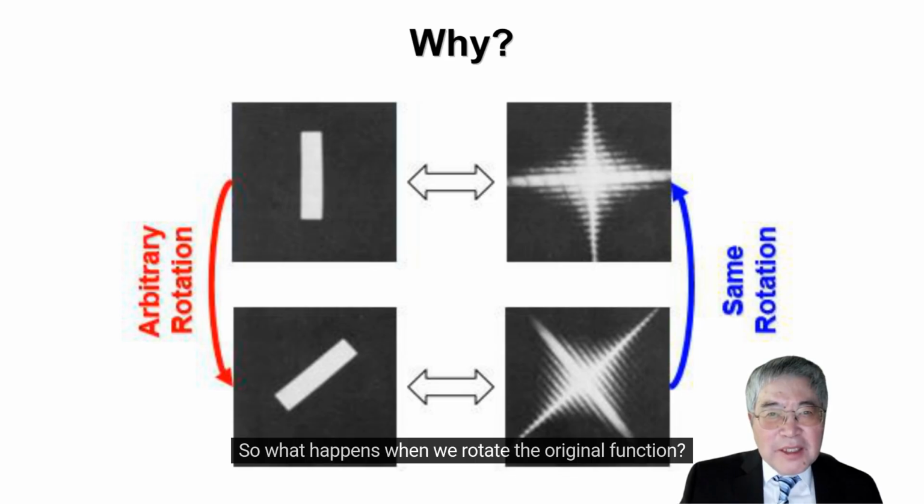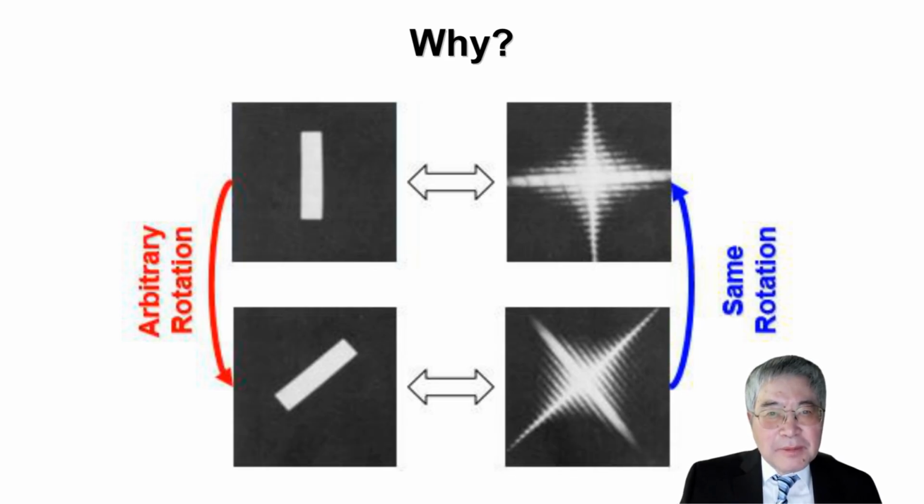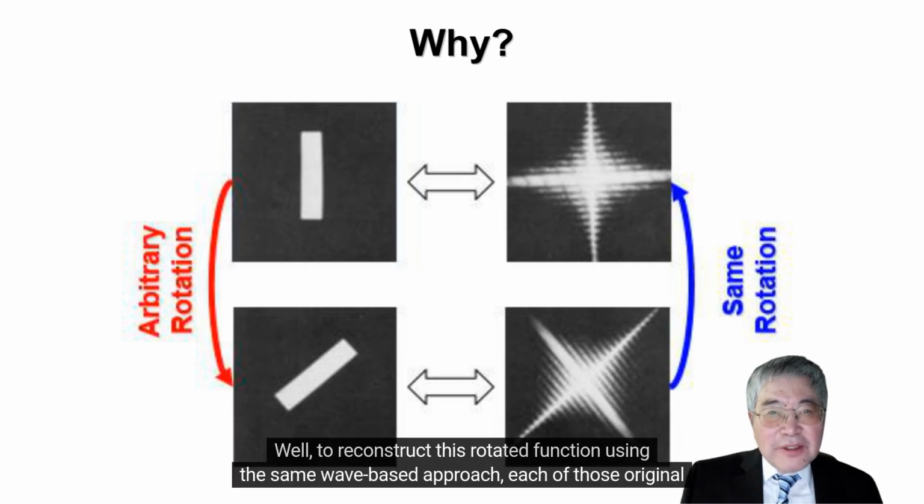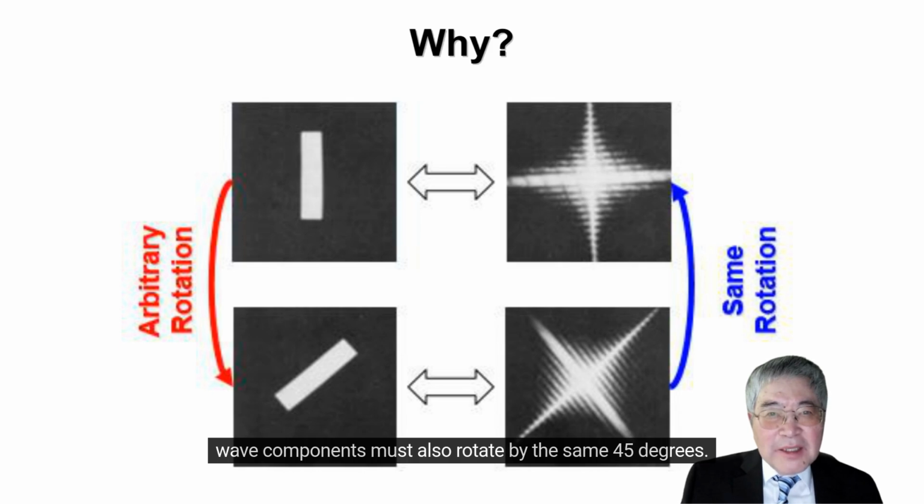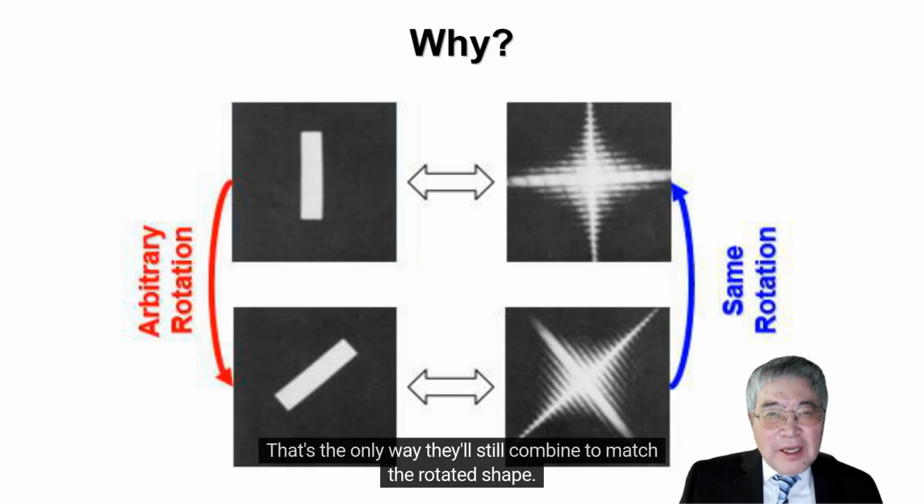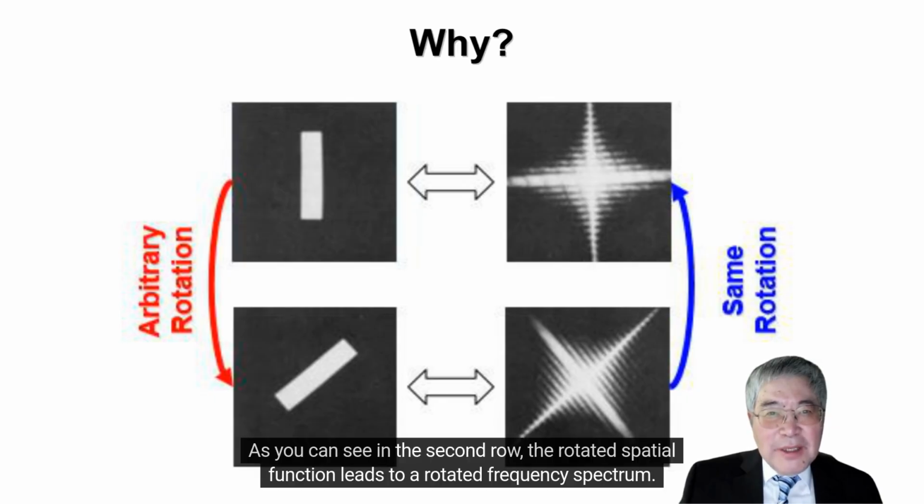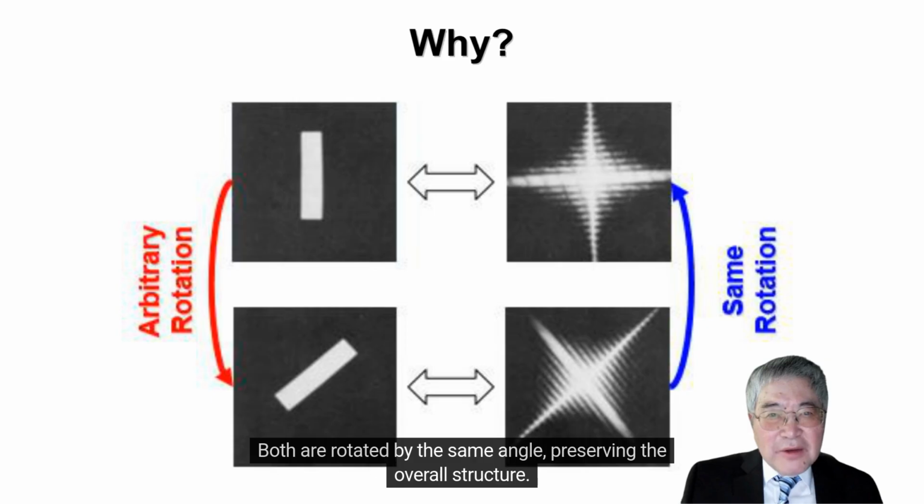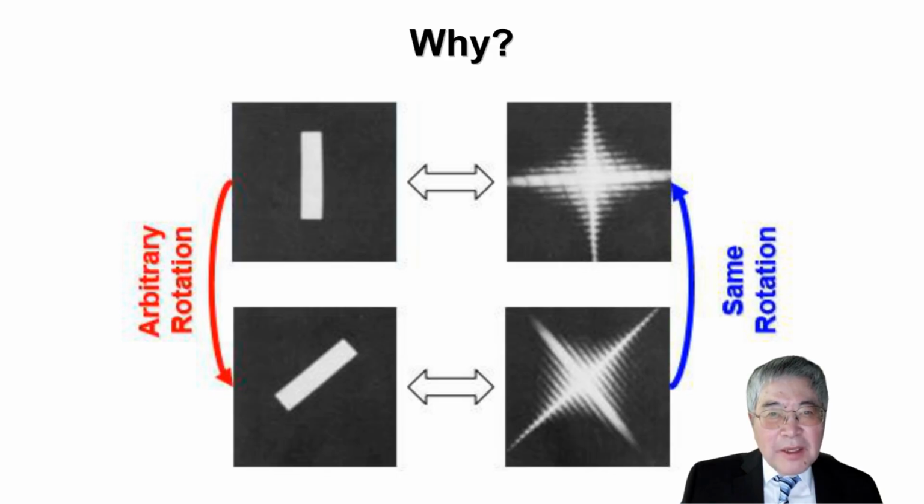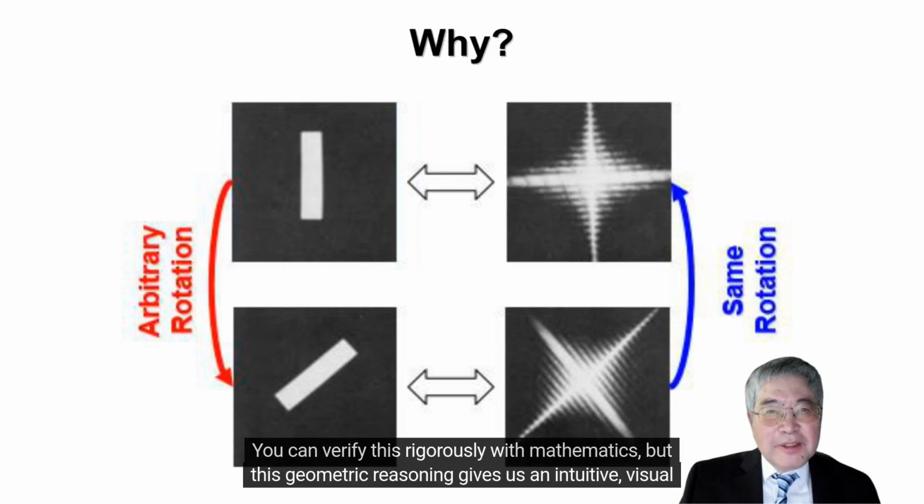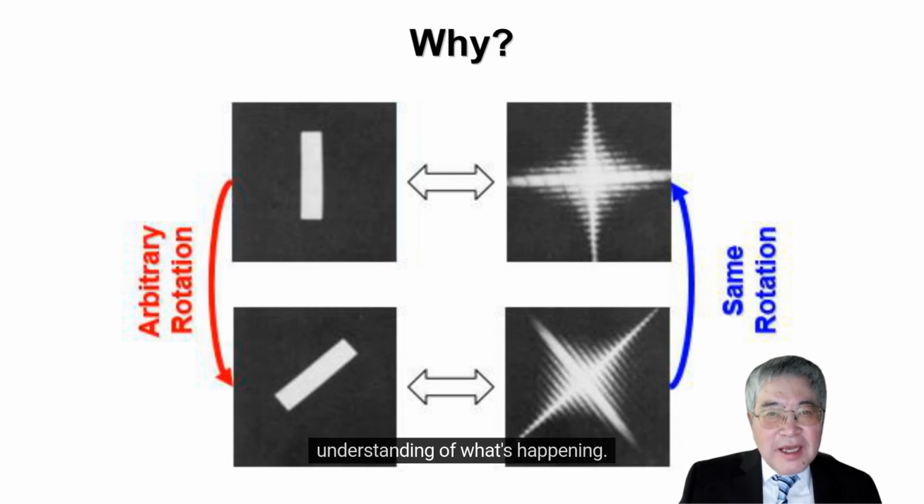So what happens when we rotate the original function? Say we rotate it 45 degrees counterclockwise. Well, to reconstruct this rotated function using the same wave-based approach, each of those original wave components must also rotate by the same 45 degrees. That's the only way they'll still combine to match the rotated shape. As you can see in the second row, the rotated spatial function leads to a rotated frequency spectrum. Both are rotated by the same angle, preserving the overall structure. This is what we mean by the rotation property of the Fourier transform. You can verify this rigorously with mathematics, but this geometric reasoning gives us an intuitive visual understanding of what's happening.